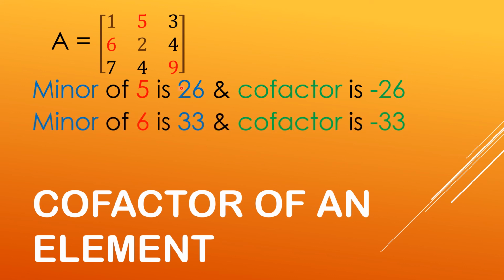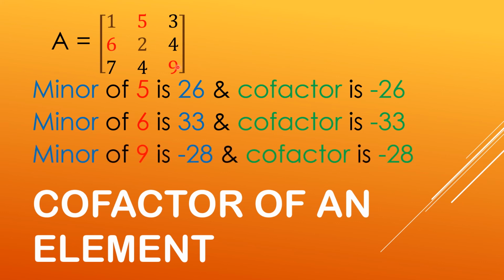Now we calculated the minor of 6 as 33. We can see that it is the second element in the first column. So here the sign was positive for the first element. For this element it is negative. So if the minor is 33, then the cofactor of 6 is minus 33.